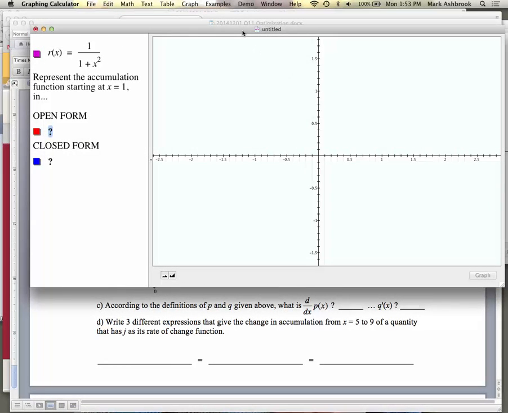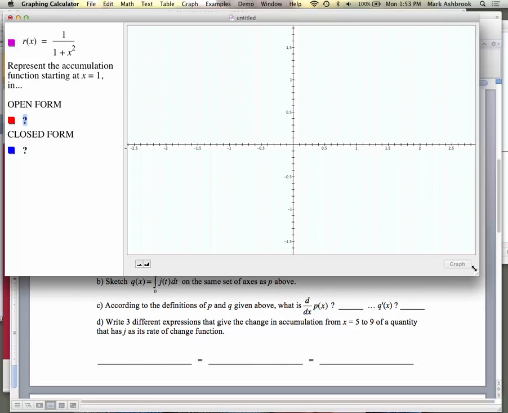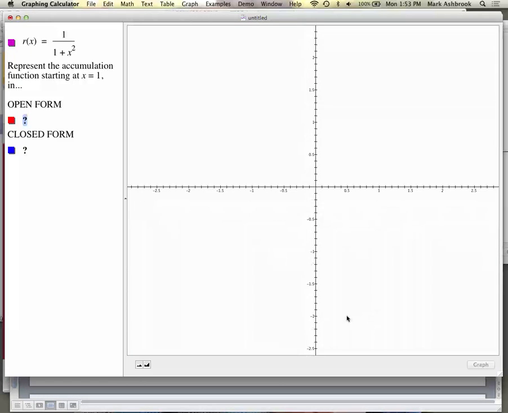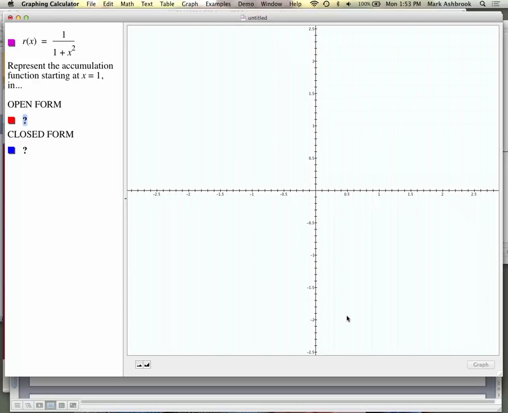Okay, so here's a rate of change function: one over 1 plus x squared. I want you to represent the accumulation function. It starts at x equals -1. I want you to represent that in open form and represent it in closed form. So, review from Wednesday. Can you do it?